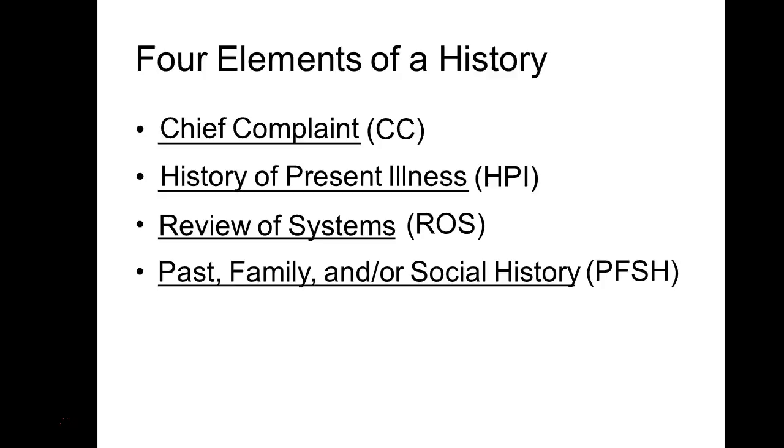Then a review of systems. So these are our body systems. The provider is going to review the systems that are directly connected to the chief complaint and the history of the present illness. So if someone's complaining of a cough, they're probably going to check ear, nose, and throat. They're probably going to listen to the lungs. They're probably going to listen to the heart.